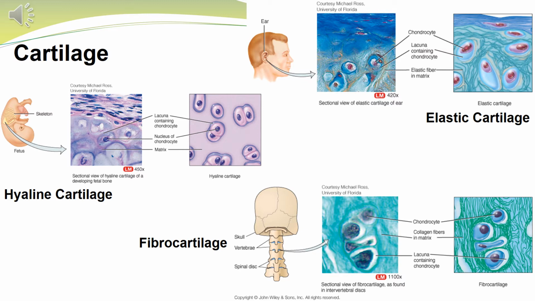And then there's elastic cartilage, which is found in your ear, and this of course contains elastin fibers, which is what makes it stretchy and, well, not so much stretchy as bendable. And then finally there's fibrocartilage, which cushions joints in the knee and also the areas between vertebrae in the neck. And these of course are also very strong due to the fact that they contain a lot of collagen.